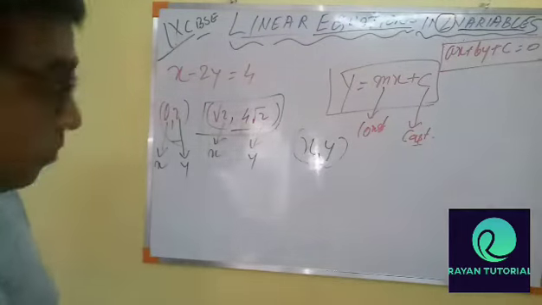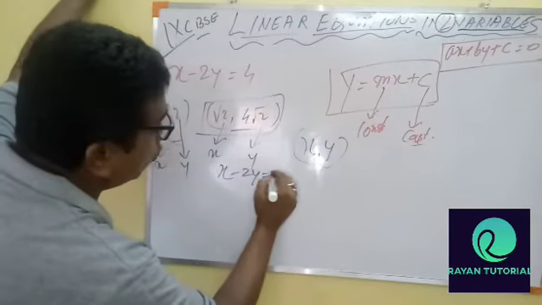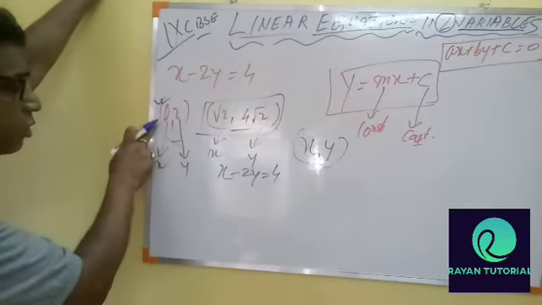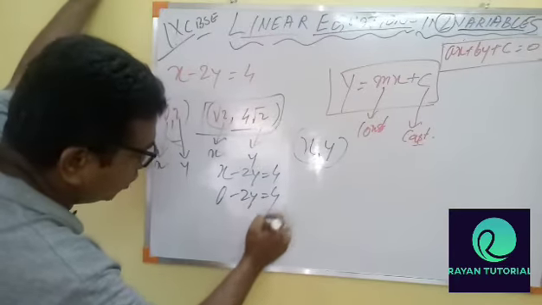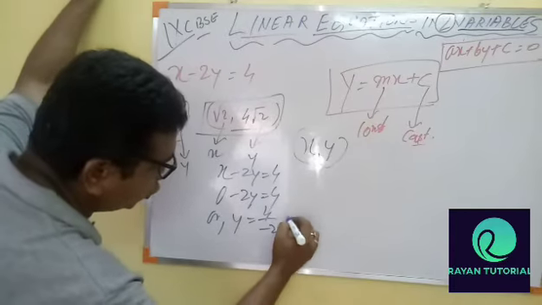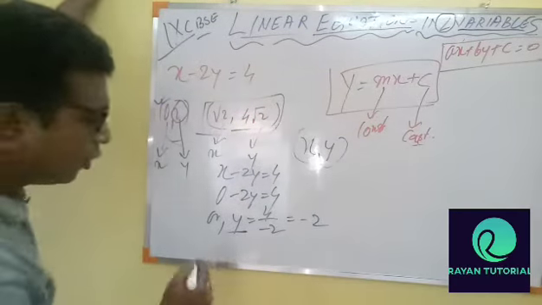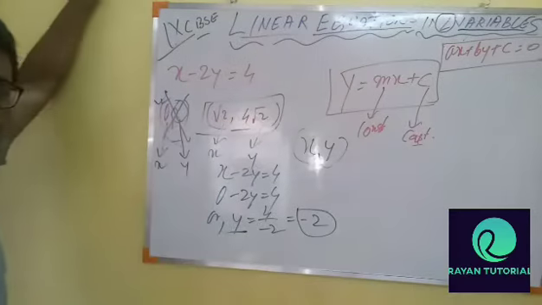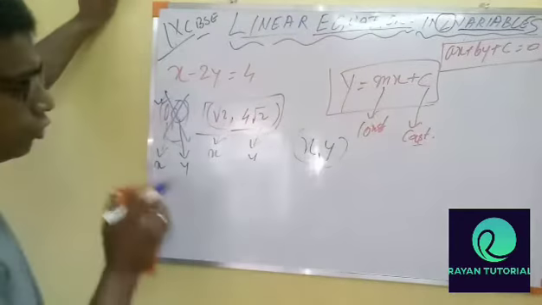Now how to solve this problem? What was the equation? The equation was x minus 2y equals to 4. I consider this one first. Here they say x equals to 0. Fine, put x equals to 0. Then minus 2y equals to 4, or y equals to 4 by minus 2, equals to minus 2. But here y equals to 2. But according to my solution, y should come minus 2. That means this is not a solution. Understood? This is not a solution.